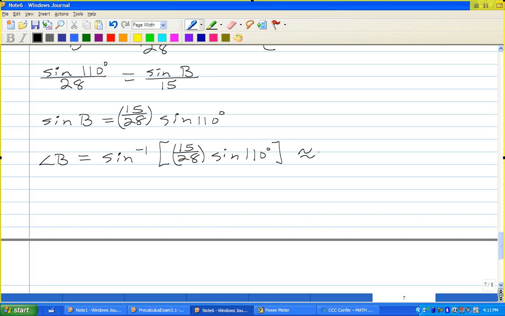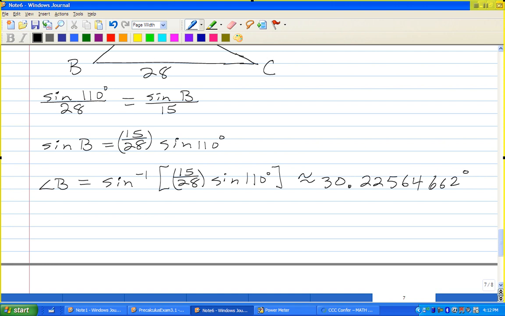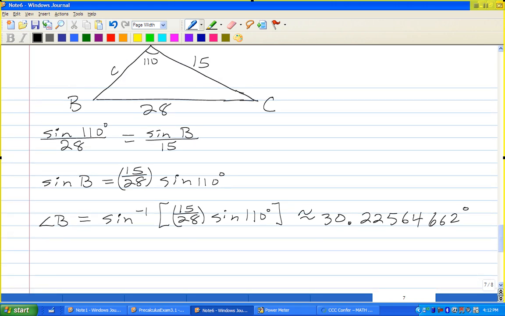Okay. Which is approximately, let me find the approximate answer for that. It is 15 over 28 times sine of 110 degrees. Take the inverse sine, approximately 30.22564662 degrees. Okay, so now I have A and B, let's figure out C.